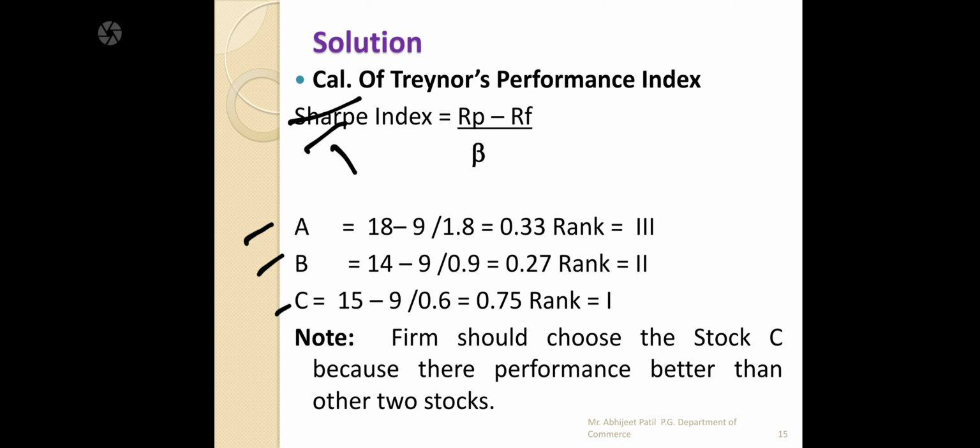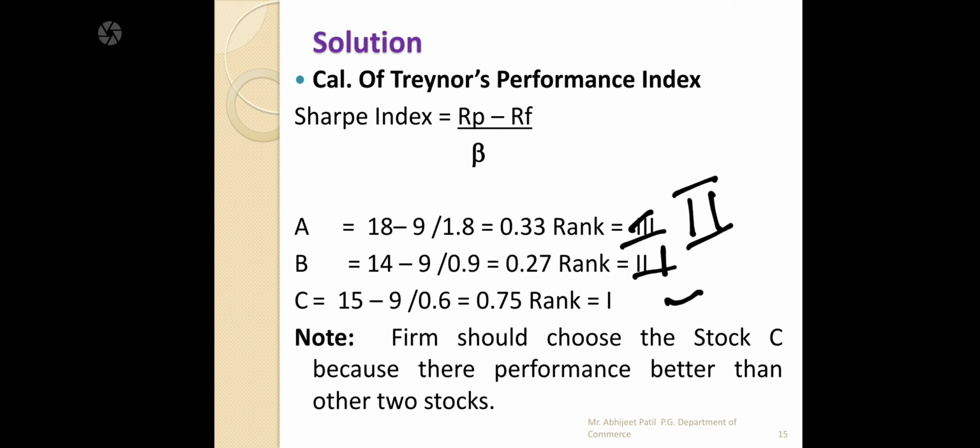Now when we give the ranks, we have to consider how we calculated beta: 1.8, 0.9 and 0.6. So here also 0.75. Then, C is first, rank second is your A stock and rank third is your B stock. So here is the only correction on that, and based upon that performance you should give the performance of the stocks to find out the Treynor performance index.